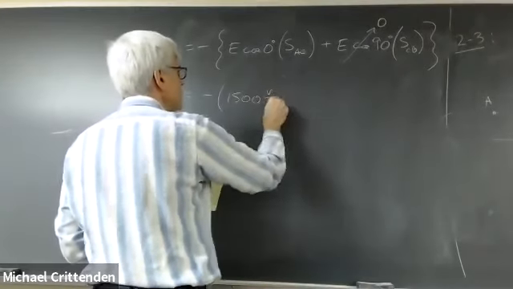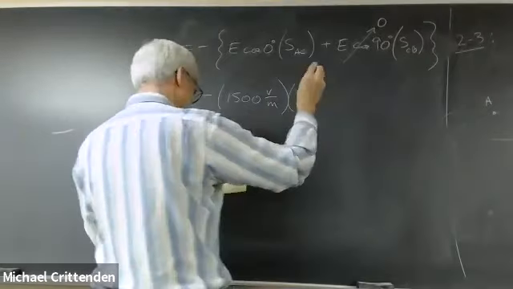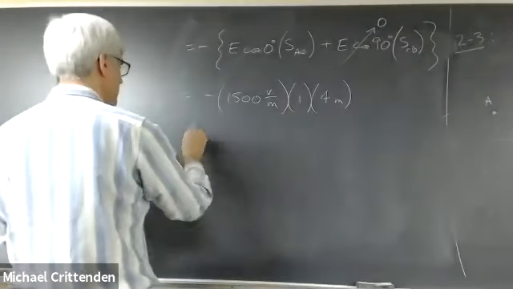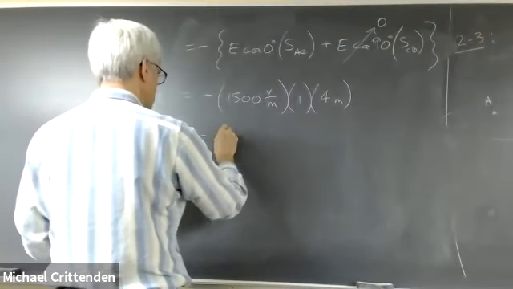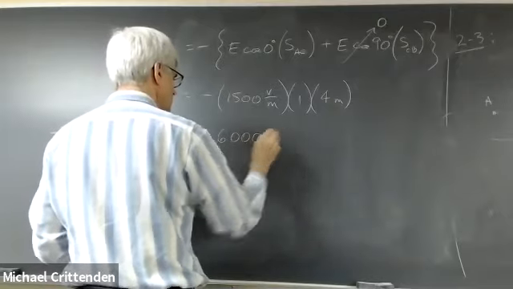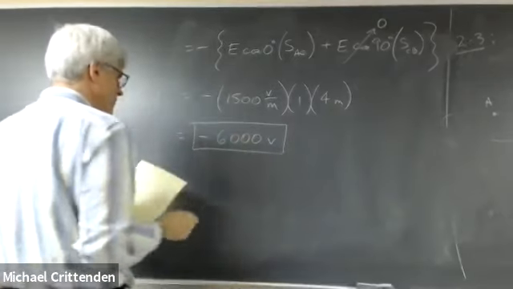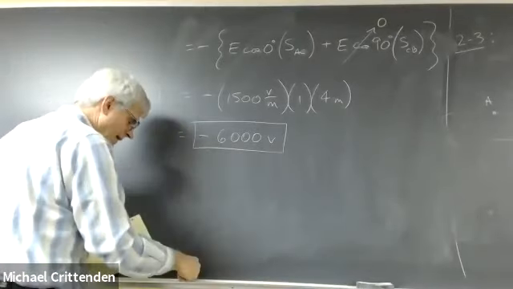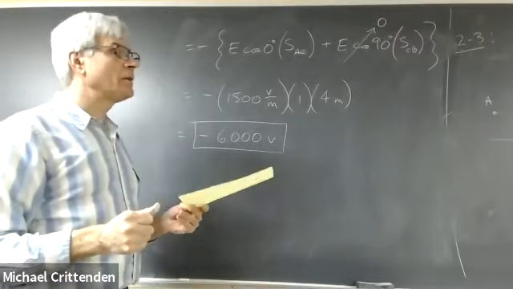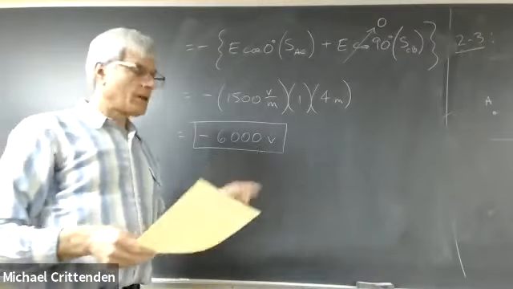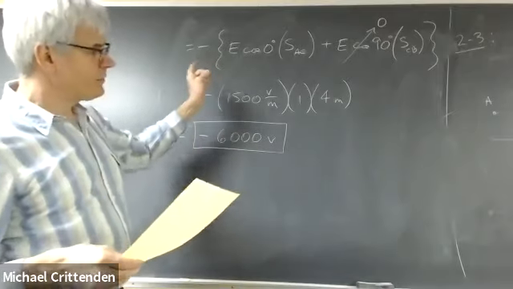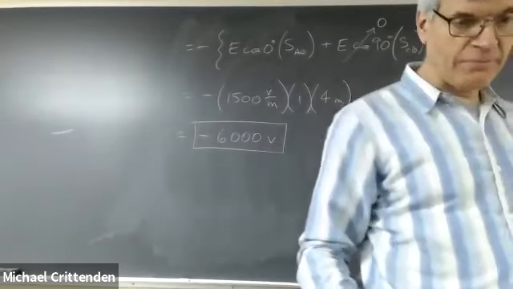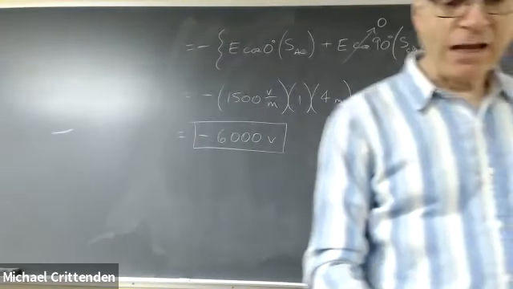1500 volts per meter. Cosine is equal to 1. Distance from A to C is 4 meters. Potential difference is 6,000 volts because, well, I'll write that down next time. I've already kind of overstayed my welcome here. But the potential is decreasing if you go from A to B. If you went the other way, B to A, potential would be increasing and it would come out positive. See you Friday.